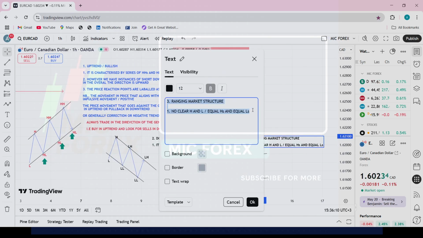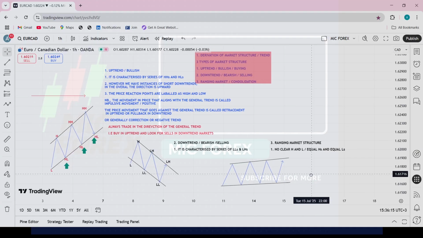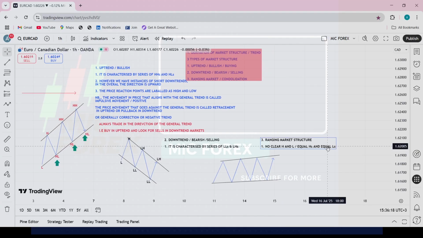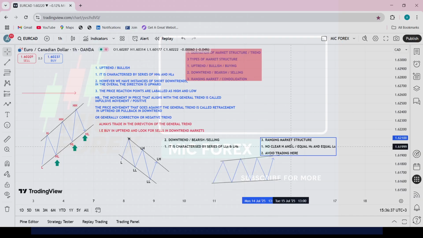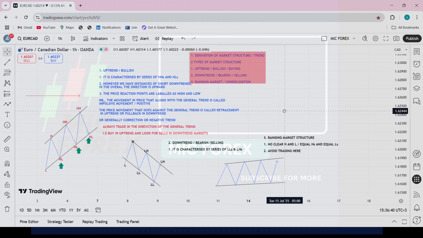Another point here we need to say, actually let me enlarge this one. Yes, I think now we're having a bigger board. You can see everything. So the point here is to say NB, avoid taking trades, avoid trading here. I'm talking about avoiding trading during the ranging market. There's not much story here. Just avoid trading there. So that is the derivation and reading of a market structure.